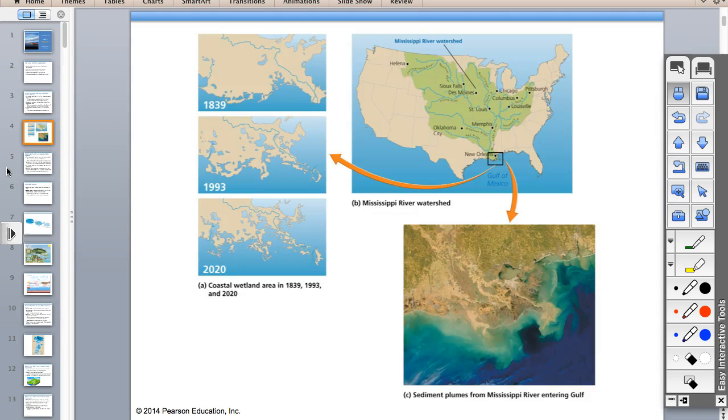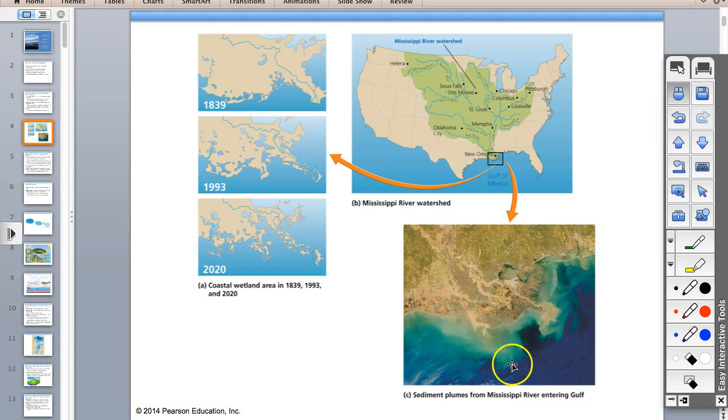If you look here, in 1839, this is a coastal area of Louisiana, 1993, and then that's projected for 2020. Another reason that this land area in coastal Louisiana, as far as the wetland ecosystem that's present, is going to go down is climate change. Sea level is going to rise, and between that and the sediment not getting deposited, you can see that a lot of that area is going to be submerged or not there.